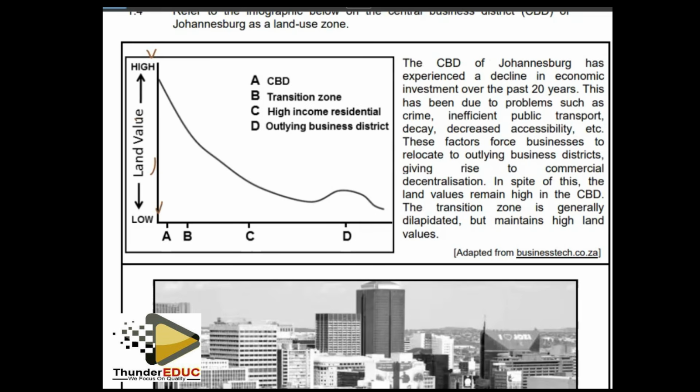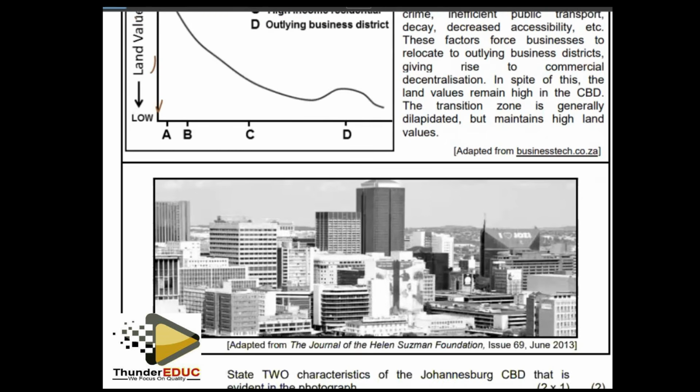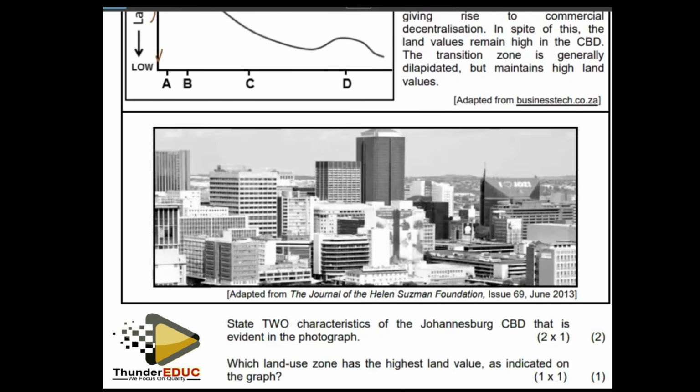Okay, so this is just the information that explains to us what's happening in the CBD, that there are a lot of problems in the Johannesburg CBD, and this has caused people to move from the CBD to the outlying business districts. However, the land value in the CBD remains high. And therefore, if it remains high, it simply means the buildings are still tall.